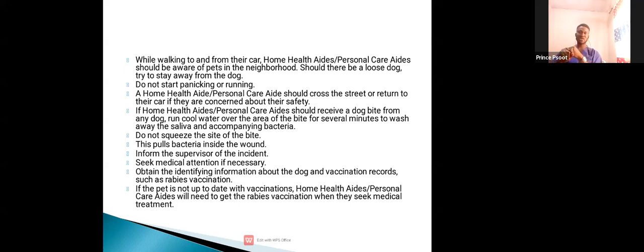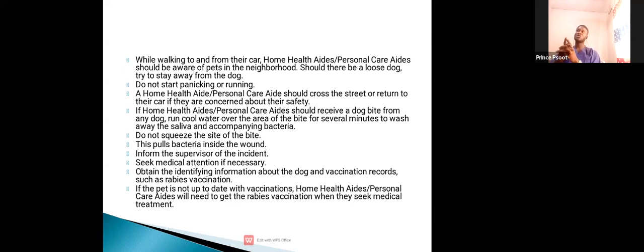A home health aide or personal care aide should cross the street or return to their car if they are concerned about their safety. If you see that going forward will be harder than going backward, please step back and contact your supervisor as to what to do. So if a home health aide or personal care aide receives a dog bite from any dog, what do you do?